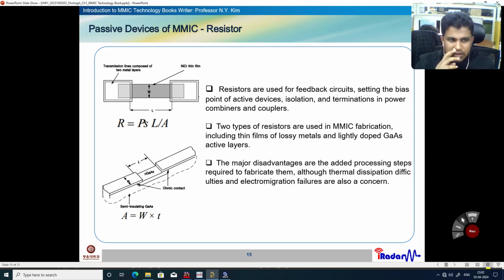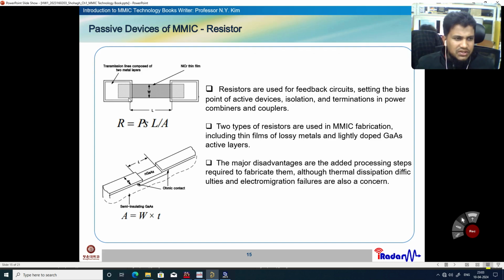So another one is the resistor. It also has an impact on the design as a passive component. Resistors are used as a feedback circuit, for setting the bias point of active devices, isolation and termination of power, and combination of couplers. Two types of resistor are used in MMIC applications, including thin film of lossy metals and highly doped gallium arsenide active layer. A major disadvantage is the added processing steps required to fabricate them, although thermal dissipation difficulties and electromigration failures are also a concern.